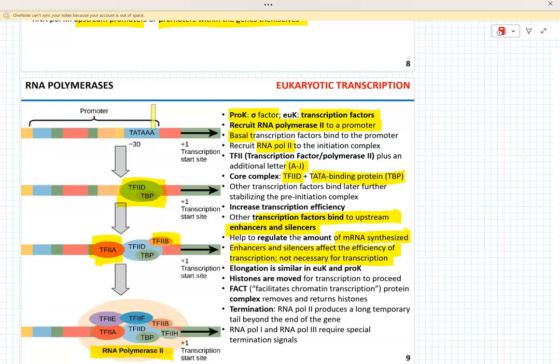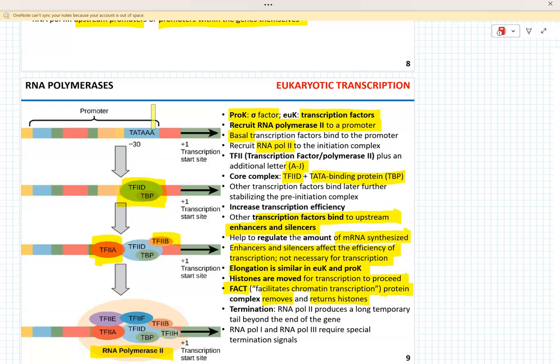Transcription elongation in prokaryotes is very similar to the one in eukaryotes. However, you have to remember that in eukaryotes, genomic DNA is bound to proteins called histones. So these proteins have to be removed before transcription can proceed. Histone removal is the function of the FACT protein complex, where FACT stands for facilitates chromatin transcription. FACT removes histones before the transcription bubble and returns them back after the transcription bubble moves farther.